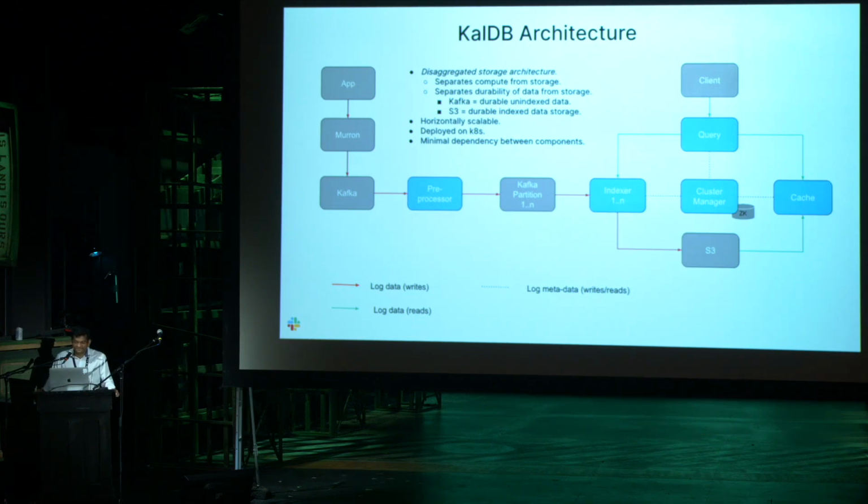It provides some standard features like separating compute from the storage. It also separates durability of data from storage. What does that mean? The durability of unindexed data is maintained by Kafka, and the durability of the data that is indexed is maintained by S3. The system itself is responsible for ensuring that all the data that is produced is indexed and is searchable and is available, but it's not responsible for ensuring the durability of the data. For example, if you turn off all the nodes in KalDB, the data is still there. You don't have data loss. You have other problems, but not data loss.